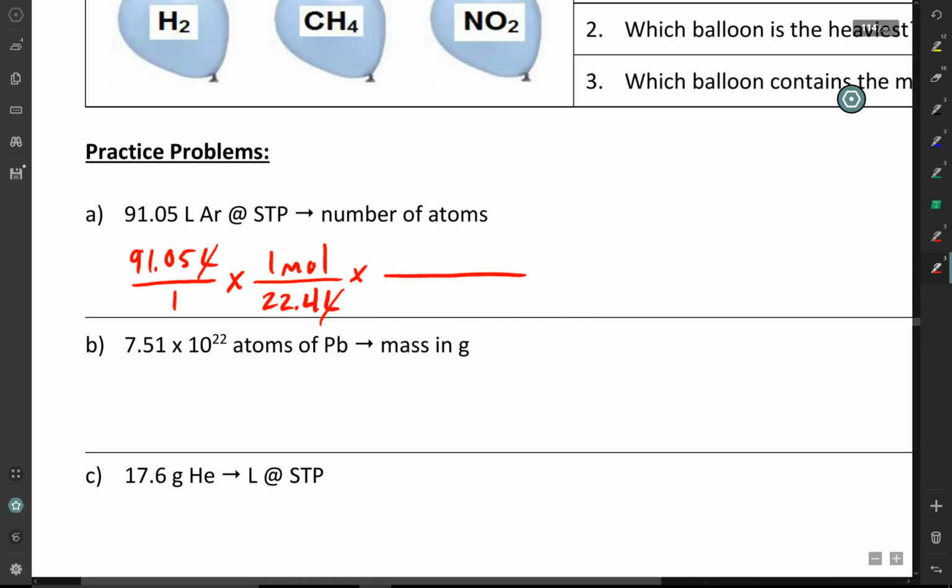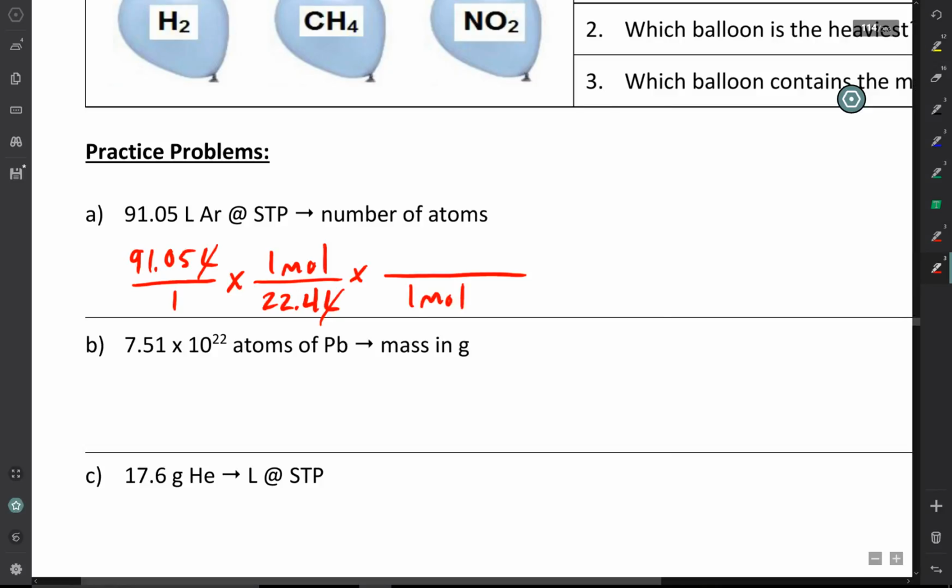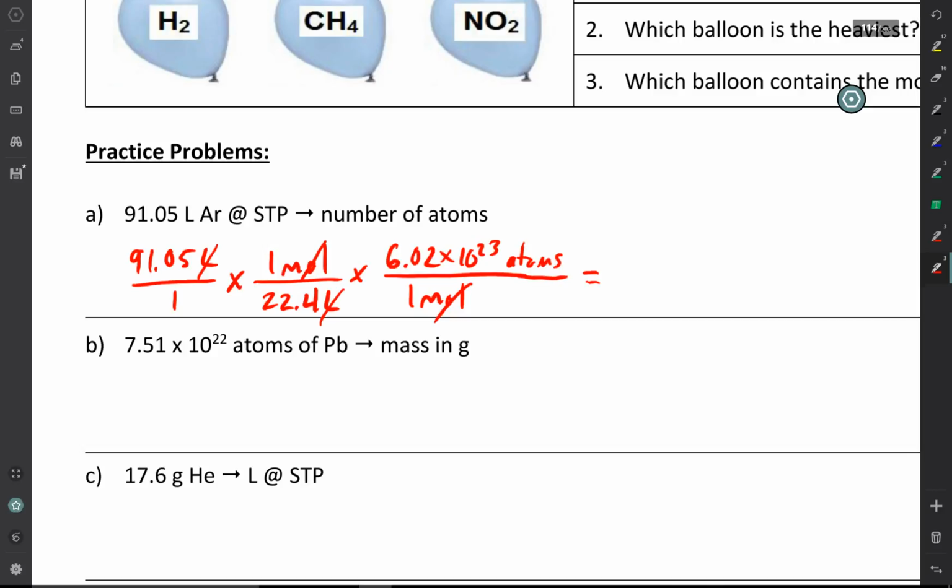The question wants me to solve for number of atoms. So I know that there are 6.02 times 10 to the 23rd atoms in 1 mole. If I put 1 mole in the denominator, I can get mole to cancel out. And I'll put Avogadro's number up in the numerator. I've canceled out all my unwanted units. I've got the units that I need in the right location. Now it's just a matter of using my calculator.